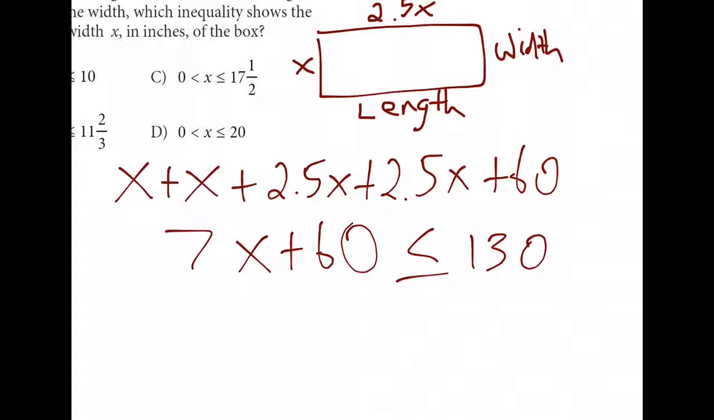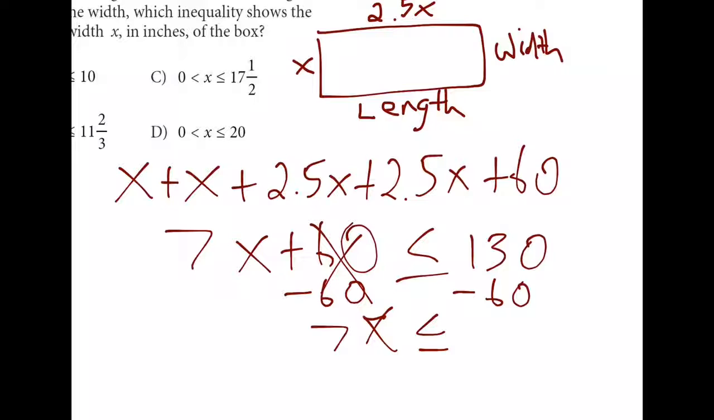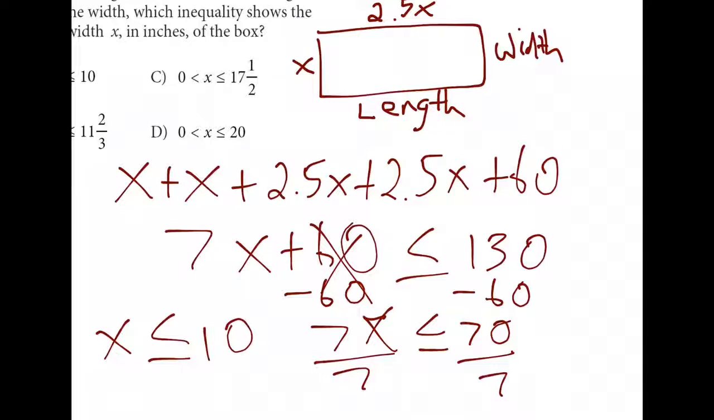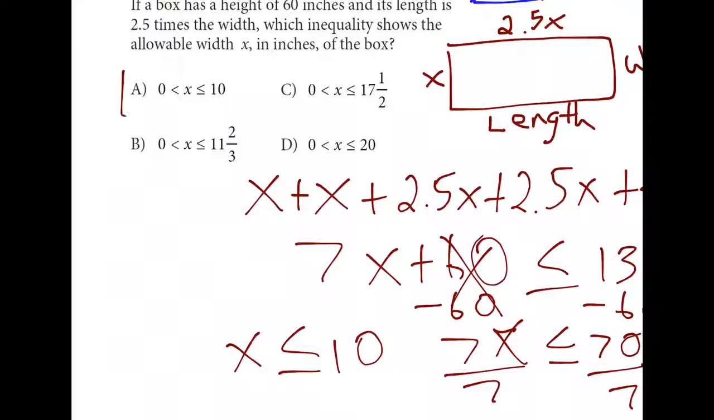So if I solve this, I can subtract 60 from both sides. I get 7x is less than or equal to 70. And when I divide both sides by 7, I get x is less than or equal to 10. Notice this tells me the right side of my inequality, because the lowest possible value here is 0, since we're talking about a length.